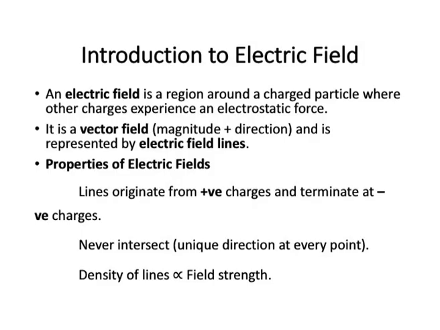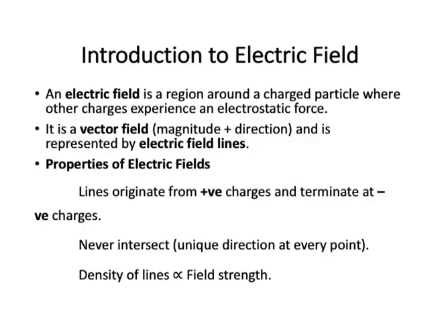Electric field is a vector quantity. As we know, a vector quantity is one that has both magnitude and direction, and this electric field is represented by electric field lines. So, as we discussed, electric field is a vector quantity having both magnitude and direction, and it is represented by electric field lines.